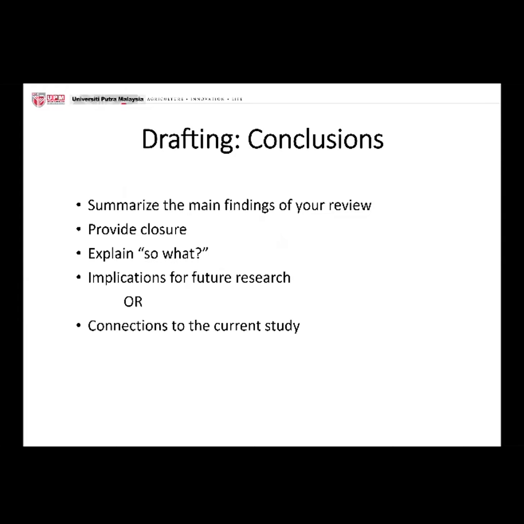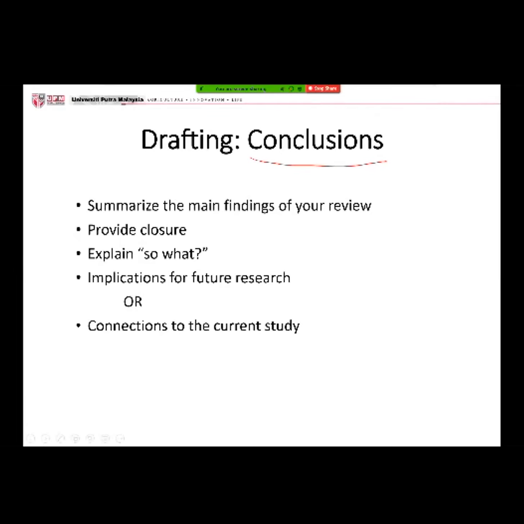In your conclusions, you summarize the main findings of your review. Okay, this is the conclusion for the literature review, not for your dissertation. The same thing, you summarize and then you provide closure, because people might say, so what? So what is what you have to answer. Okay, so from all of these things that you've written about, what exactly is the main thing? Okay, and that will relate back to your hypothesis, basically what the aim of your study is.